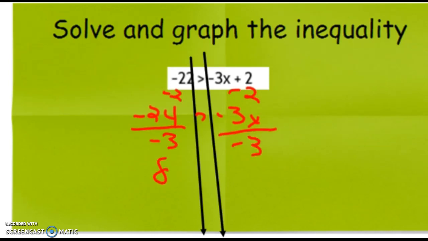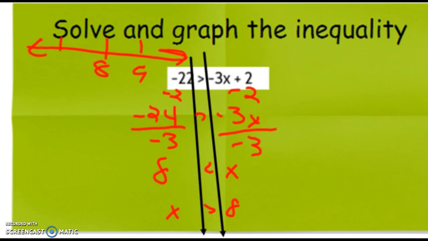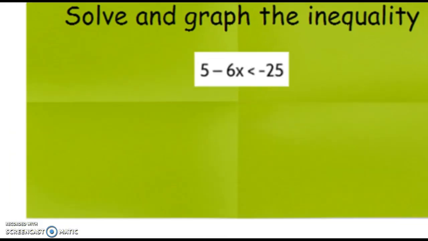So that's going to be 8. And now I have to flip my sign since I divided by a negative. Then I'm going to put x over here. So this is x is greater than 8. So when I graph it, I put 8 in the middle, 9, 7. That's going to be an open dot that goes to the right because I need all the numbers that are greater than 8.